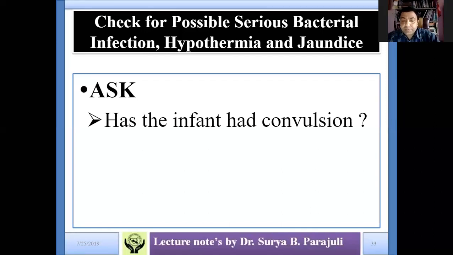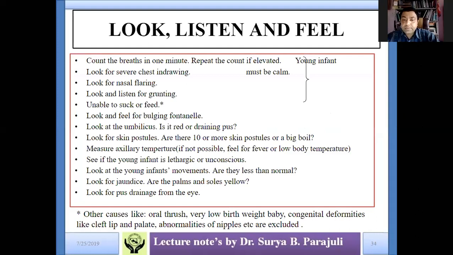You need to ask, has the infant had convulsions? Like history taking. You need to ask the mother or caretaker. Then you need to look, listen, and feel. So during the entire process, look, listen, and feel.